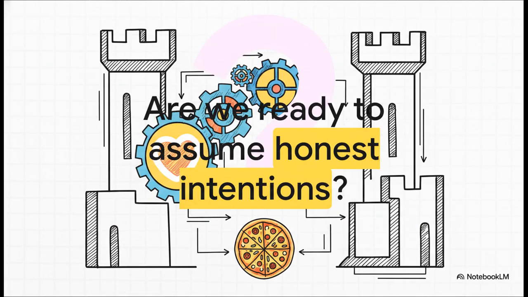Which leaves us with this final thought. Direct democracy absolutely requires a rigid architecture of rules to ensure fairness, but the fuel that actually runs the engine is a culture of trust. So the ultimate question isn't just whether we can figure out the technical rules for sharing power, but rather, are we actually ready to assume honest intentions in our own communities?